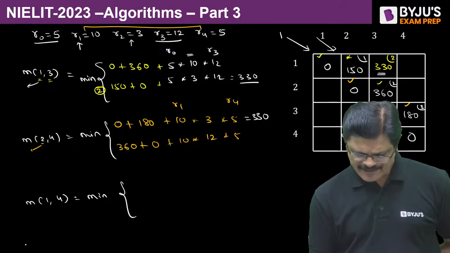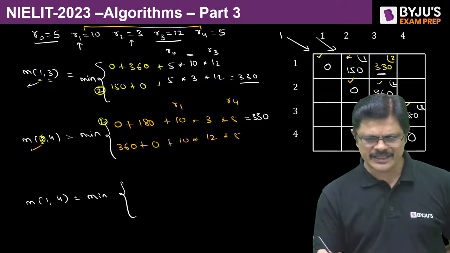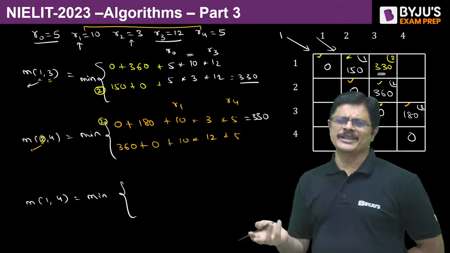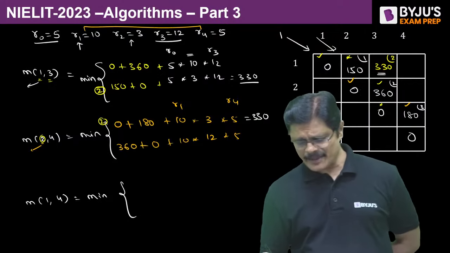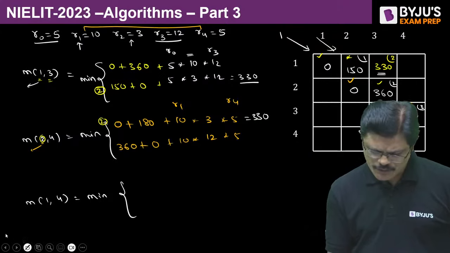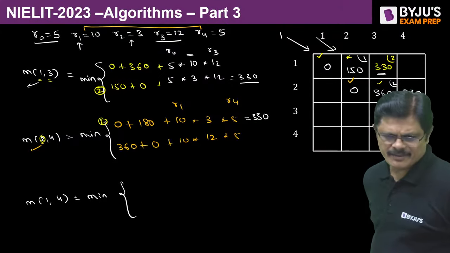So the corresponding k value is 2, because the first value is selected. If you selected the second value, then k would be 3. I mean k is equal to 2 gives you the minimum value for that m24. So you're going to select that. That is 330, my dear friends.